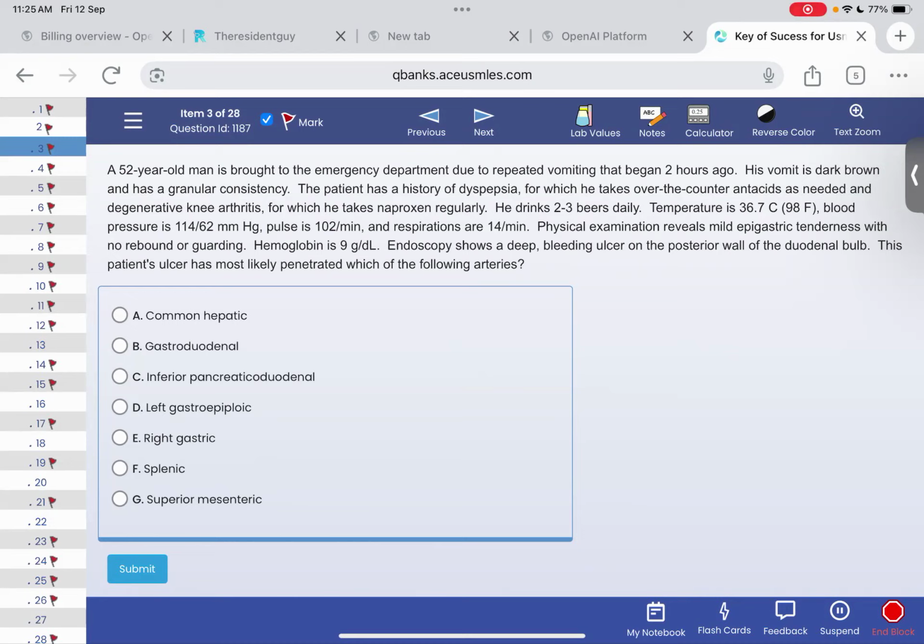Temperature is 36.7 degrees. Blood pressure is 114 by 62. Pulse is 102 and respirations are 14. Physical examination reveals mild epigastric tenderness with no rebound or guarding. Hemoglobin is 9 grams per deciliter. Endoscopy shows a deep bleeding ulcer on the posterior wall of the duodenal bulb. The patient's ulcer has most likely penetrated which of the following arteries?